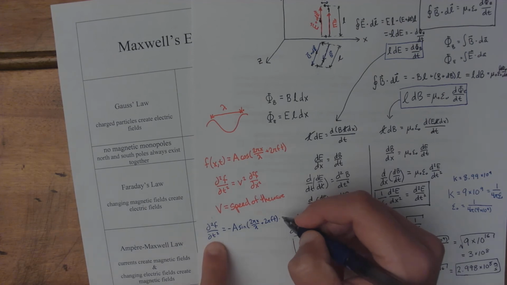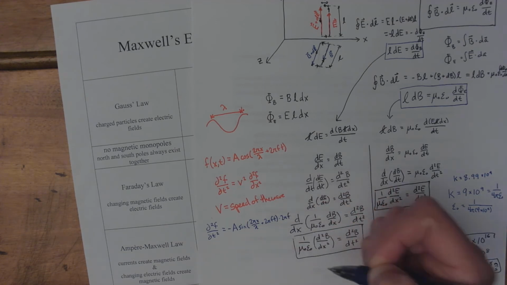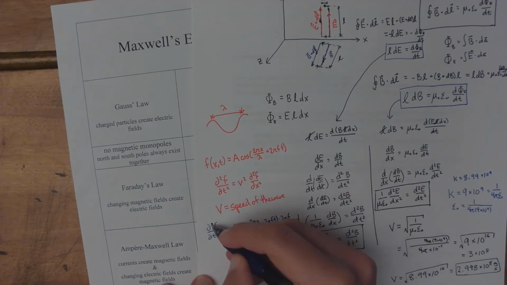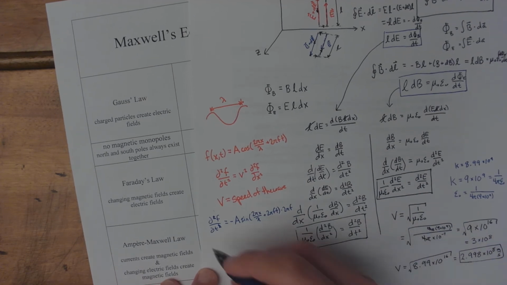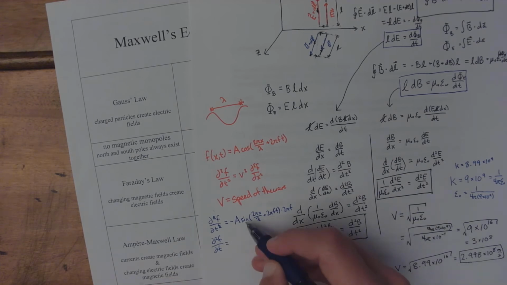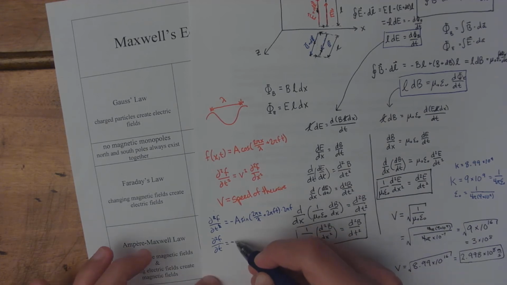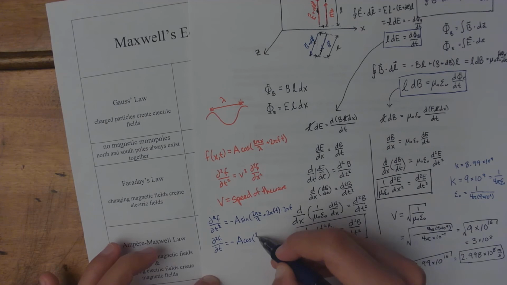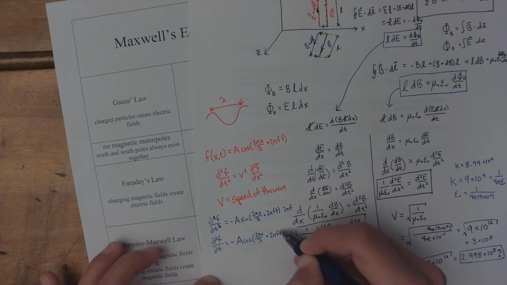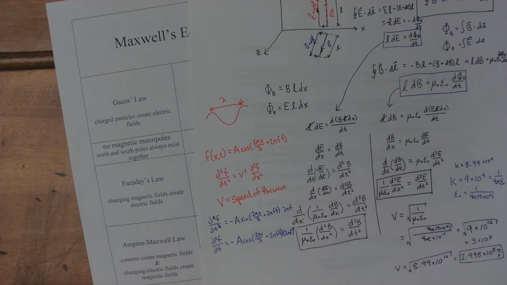Then using the chain rule, I'm taking the derivative with respect to time, so I have to take the derivative of what's in parentheses with respect to time, so I get another 2 pi f. Then, whoops, that was just one derivative. Let's just do it like that. And then take another derivative with respect to time. The derivative of sine is cosine, so that's minus a cosine of the same thing, 2 pi x over lambda plus 2 pi ft, but you have to use the chain rule again, so you get another 2 pi f. Okay, so that's the second derivative with respect to time.